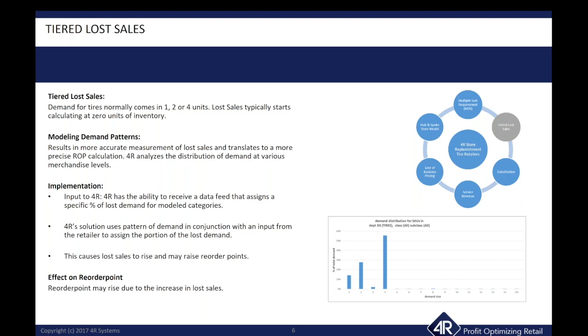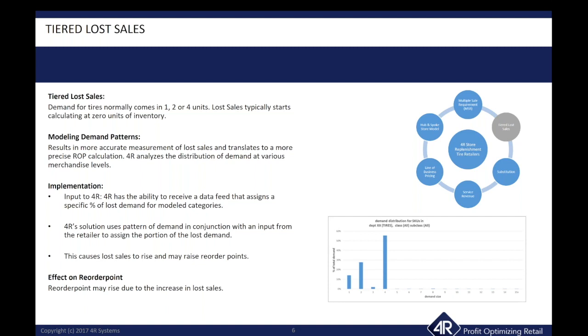Let's revisit tires. As discussed previously, the demand for tires is in multiples of 1, 2, or 4. For easy math, let's say they all sell equally. So 33% of the time, 1 tire is purchased, 33% of the time, 2 tires are purchased, and 33% of the time, 4 tires are purchased. For a normal item without tiered loss sales, the loss sales would start to be scored when an item stocks out.